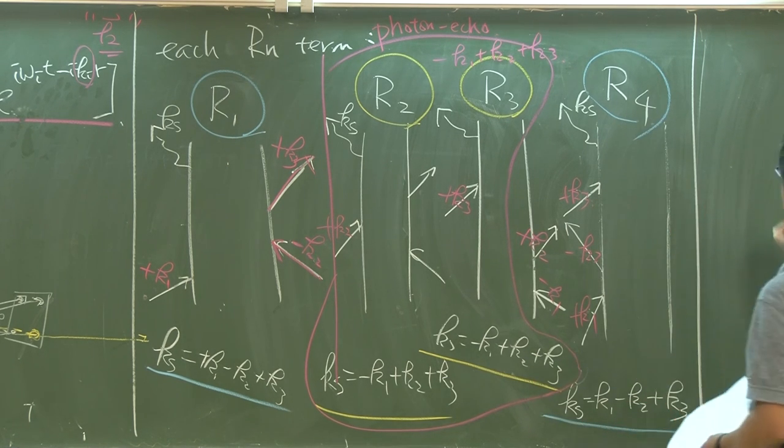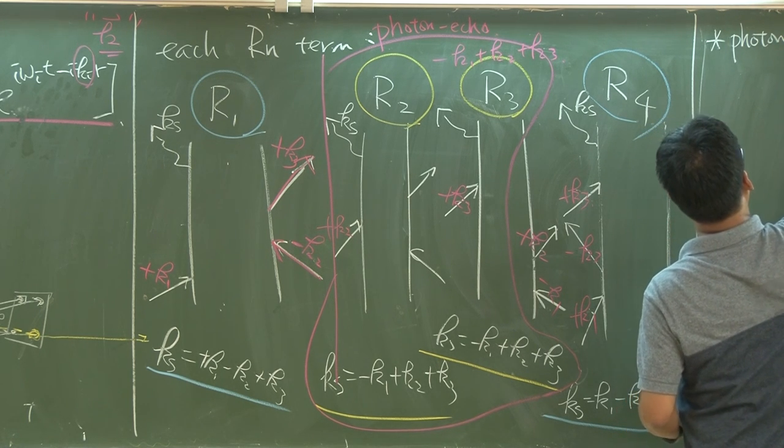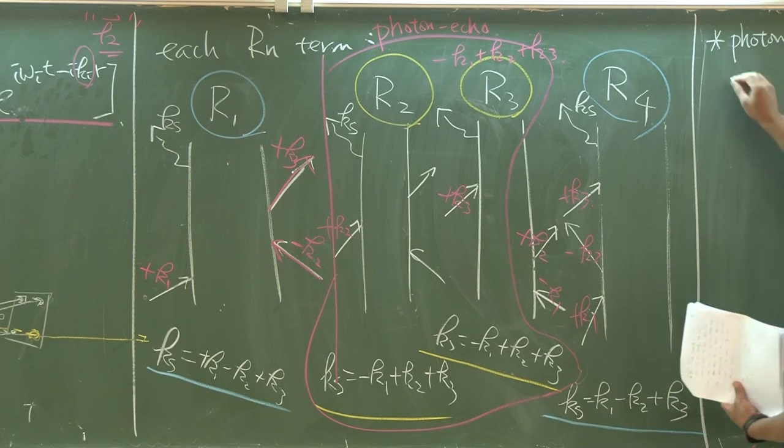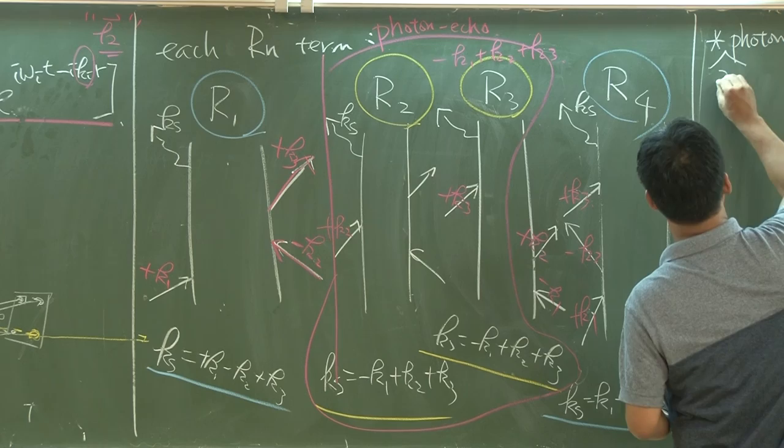Well, let's see. Now we can talk about photon echo. Photon echo is an experiment where you measure the signal in the direction minus k1, plus k2, plus k3, using phase matching. Usually here we talk specifically about the three-pulse photon echo.